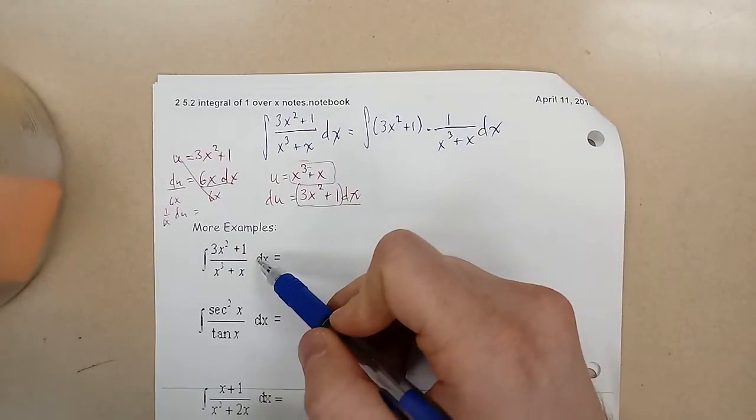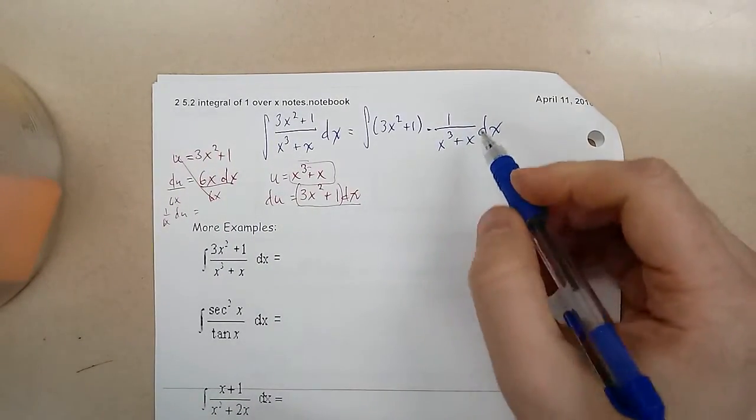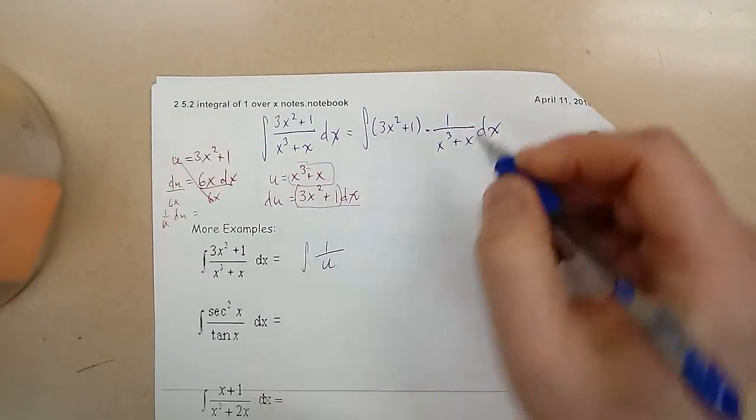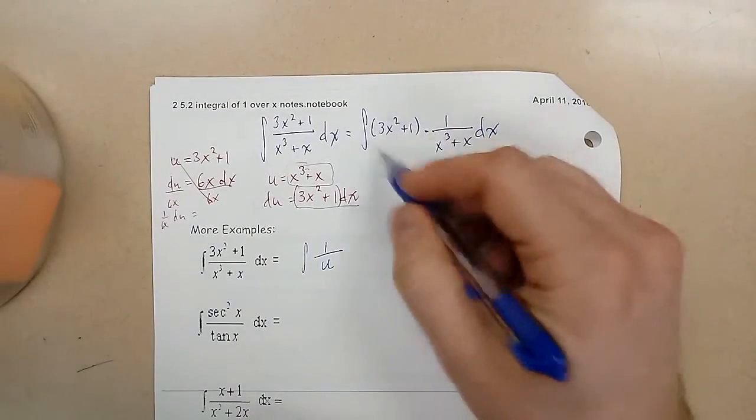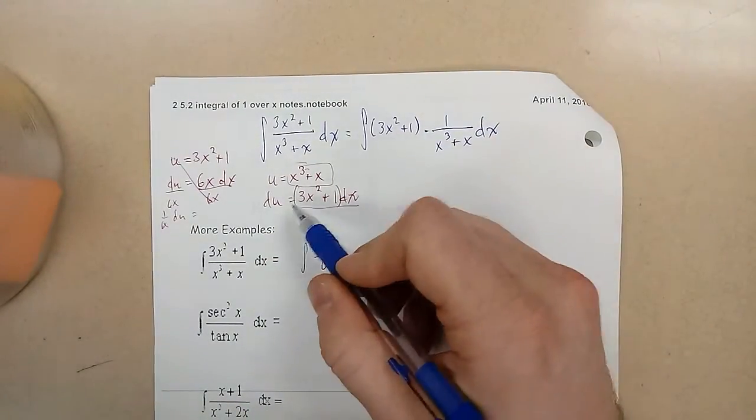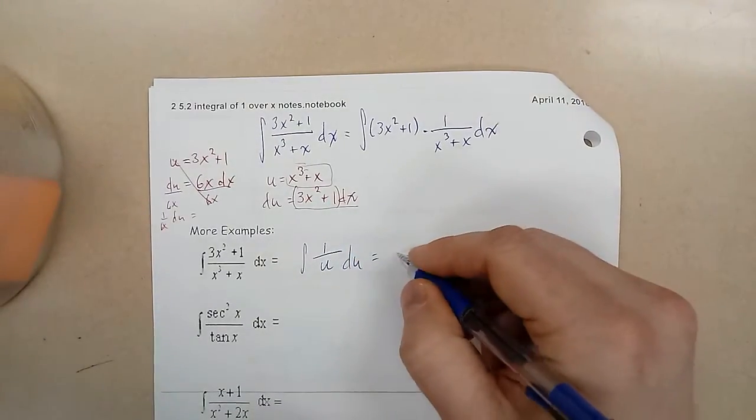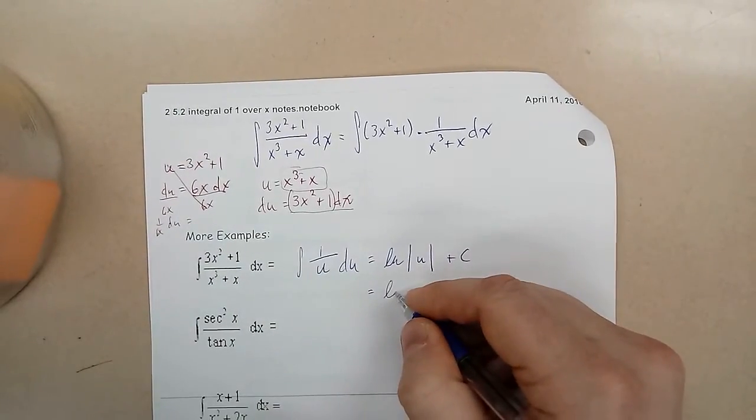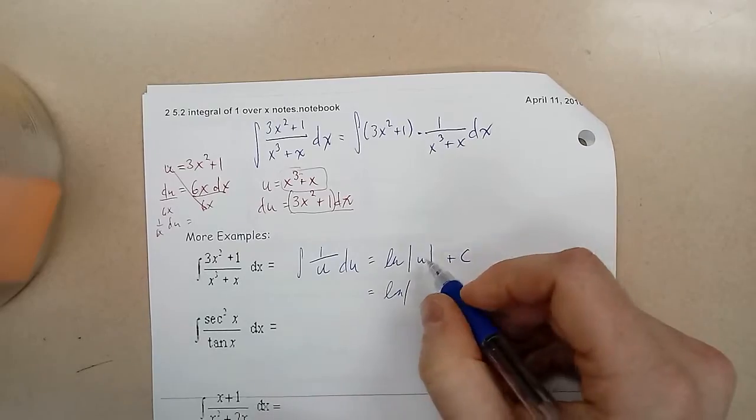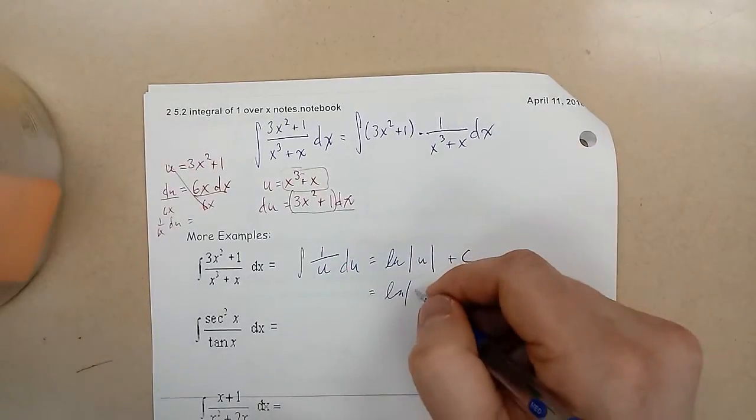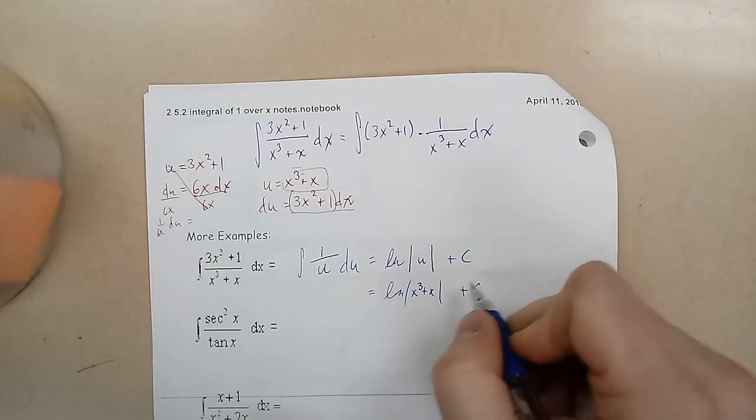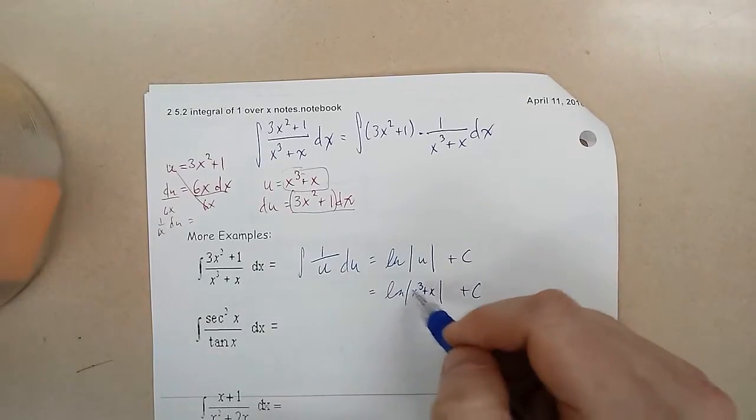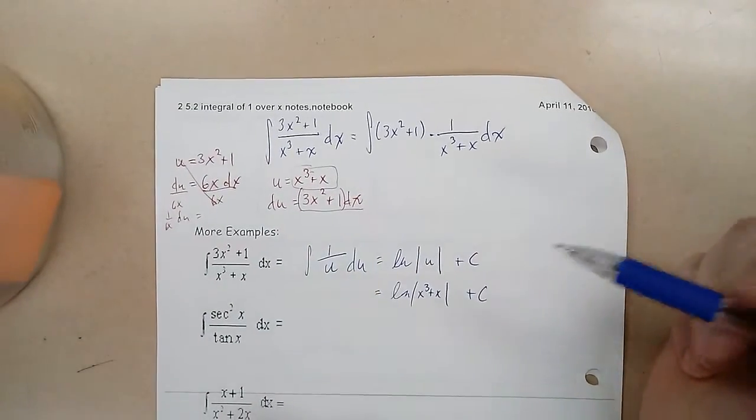So for this first example, I've got the 1 over u, and then I've got du, because 3x squared plus 1 and dx together is what du is equal to. And so in the end, we wind up with the natural log of the absolute value of u plus c, which is, well, u was equal to x cubed plus x. And this really is going to be our antiderivative. That's all that this turns out to be. If I take this derivative, I'm going to wind up with that.